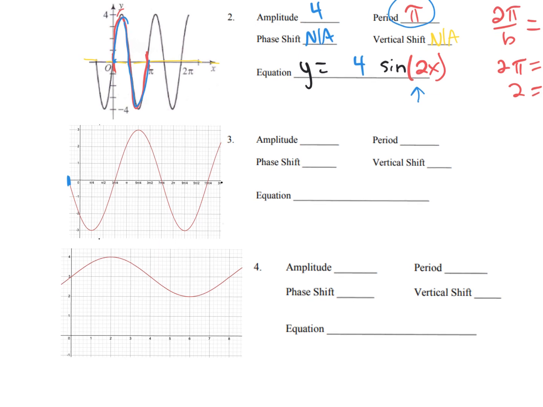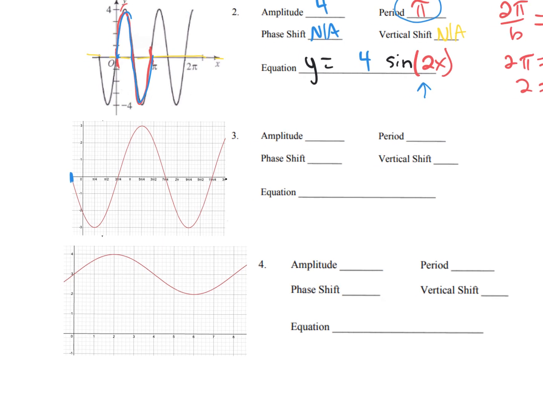Okay, what do we get for the equation for number 3? Who's got that one? Go ahead. Y is equal to 3 sine parentheses x plus pi over 4. Okay, I like all of that. There's one tiny little thing, Luca. Don't forget the negative there.